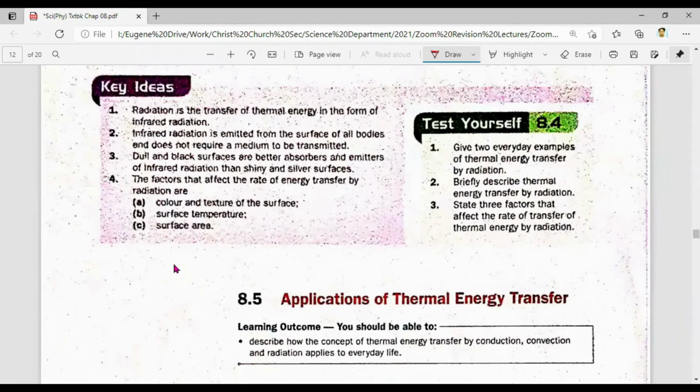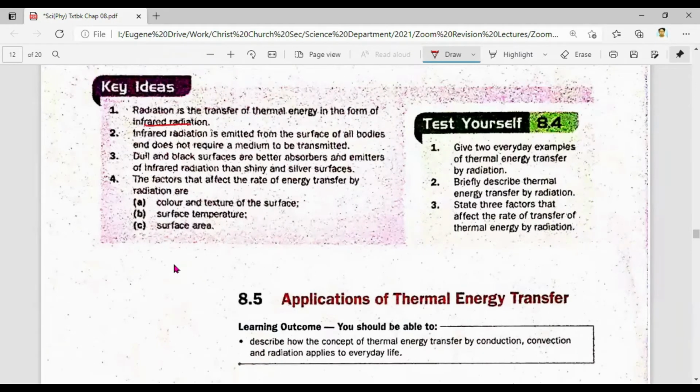Done with radiation. So it is the transfer of thermal energy in the form of infrared radiation. It is emitted from the surface of all bodies. It does not require a medium, so it can be done in a vacuum. Dull, black, and rough surfaces are better absorbers and emitters than shiny, silver, and smooth surfaces. These are the three factors that affect the rate of radiation.